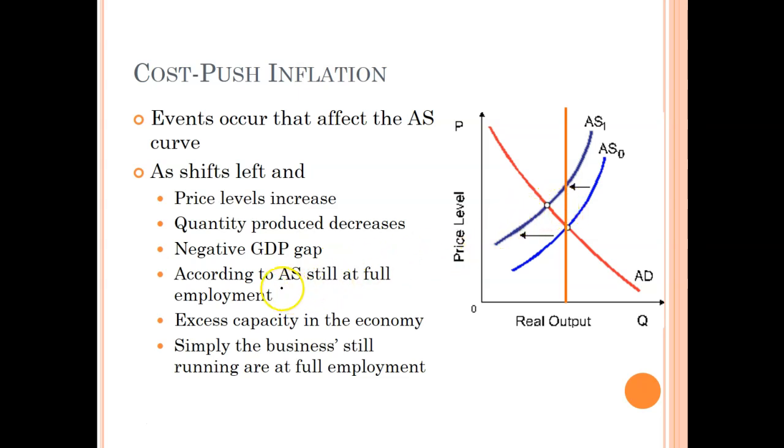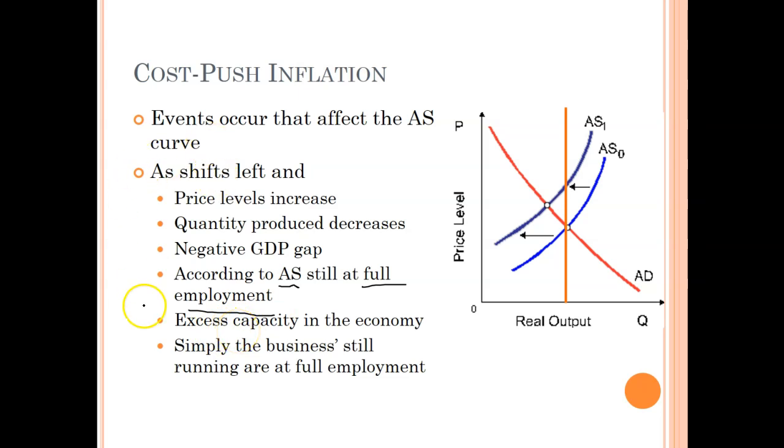Now here's the part. According to the aggregate supply, we're still kind of at full employment. What we mean by that is that they're still using all the resources they have available, just not all the resources are available. So the businesses will run at whatever they can. If they have 8 machines instead of 10 machines, they're still going to run those 8 machines at full capacity. But the reality is they should have 10.